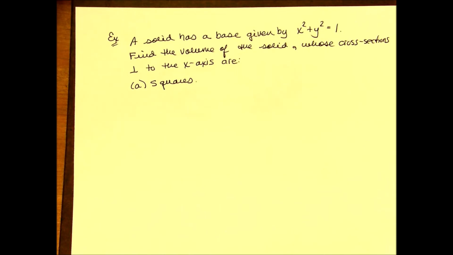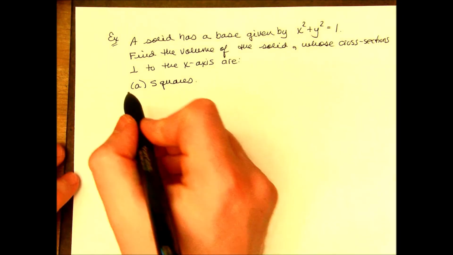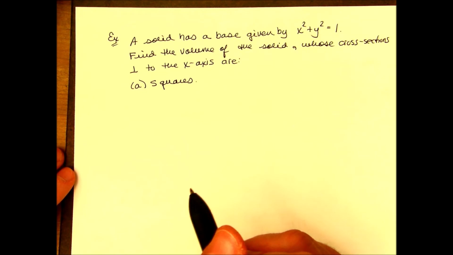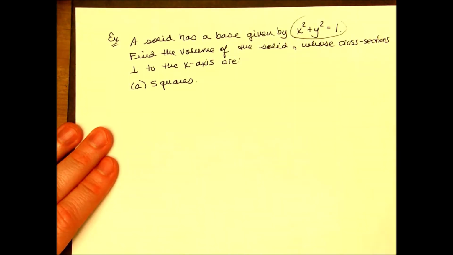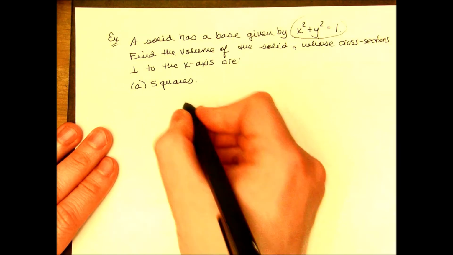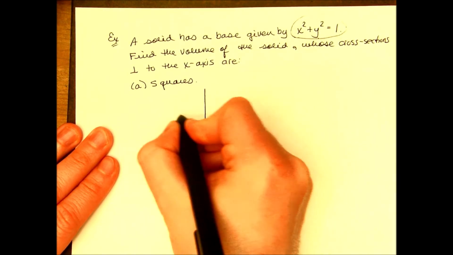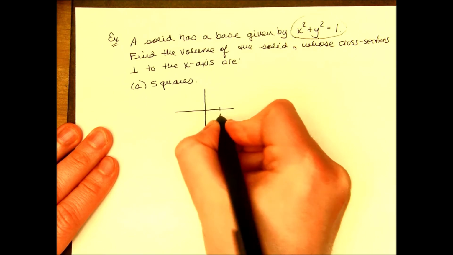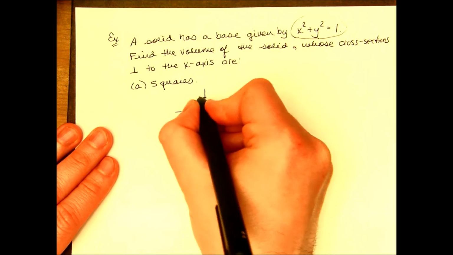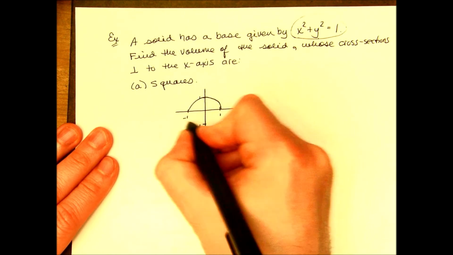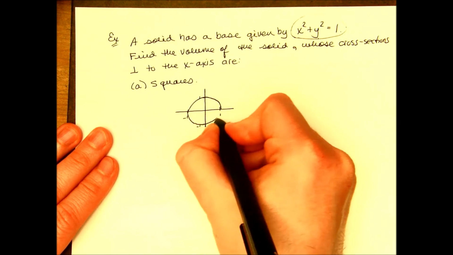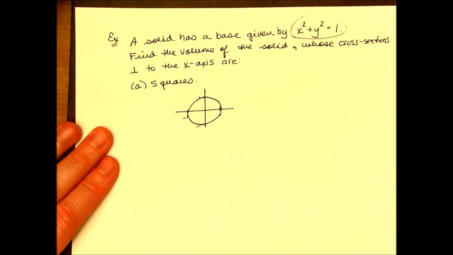The solid has a base given by x squared plus y squared equals 1. I want to find the volume of the solid whose cross-sections perpendicular to the x-axis are squares. Well, I need to draw this base. You should remember from pre-calc that x squared plus y squared equals 1 is a circle, with a center at the origin and a radius of 1. And it's going to look like that.